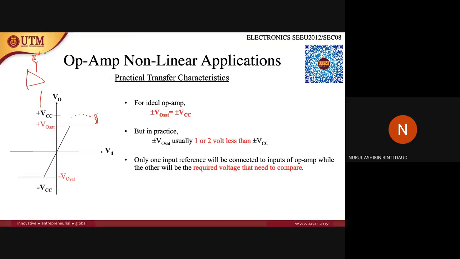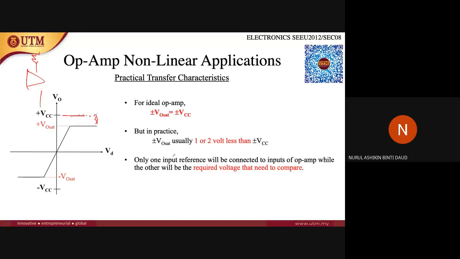But it will be near. In practice, usually 1 or 2 volts less. You will get 1 or 2 volts less than VCC, the DC supply. Why? Because there is always noise inside, so you can't expect the saturation value to be exactly the same as this. There are always 1 or 2 volts lesser due to the noise and all those things. It will distort the signal a little bit.